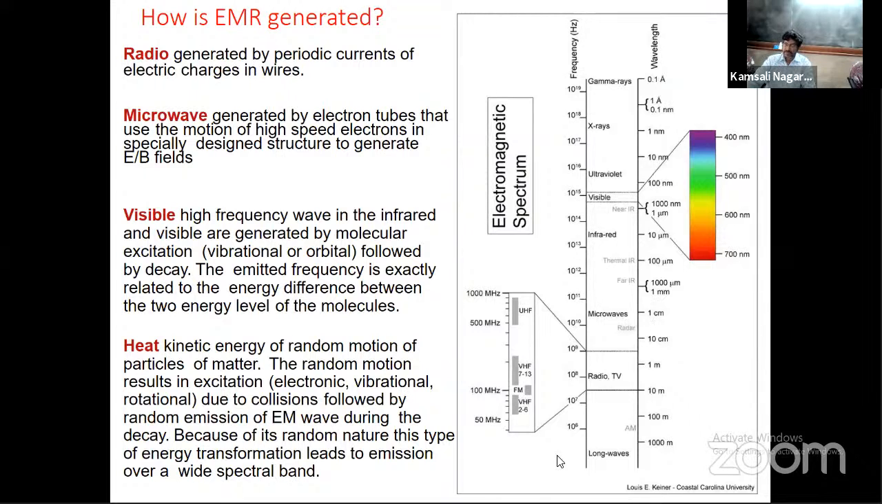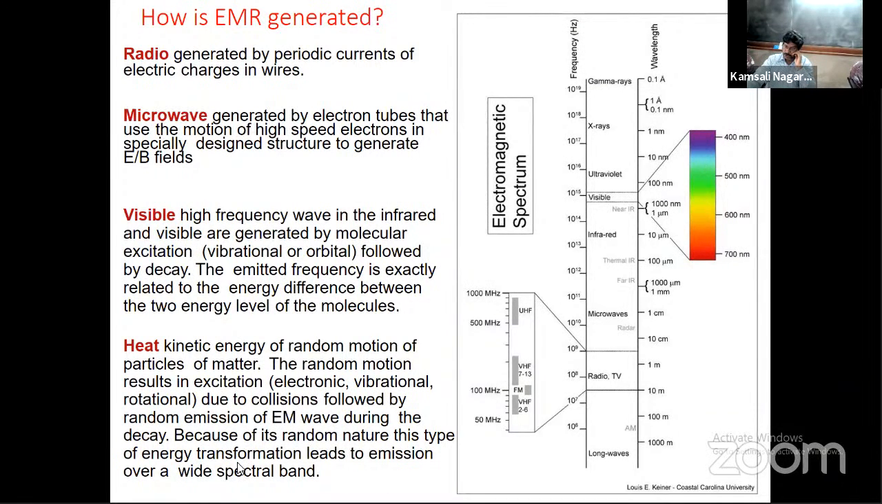But at the same time, heat is also a kind of energy. Heat is the kinetic energy of the random motion of the particles in matter. The random motion results in excitation. This excitation means a transition between electronic levels, or vibrational levels, or rotational levels, or a combination of these, due to collisions, which are followed by the random emission of electromagnetic waves during the decay.